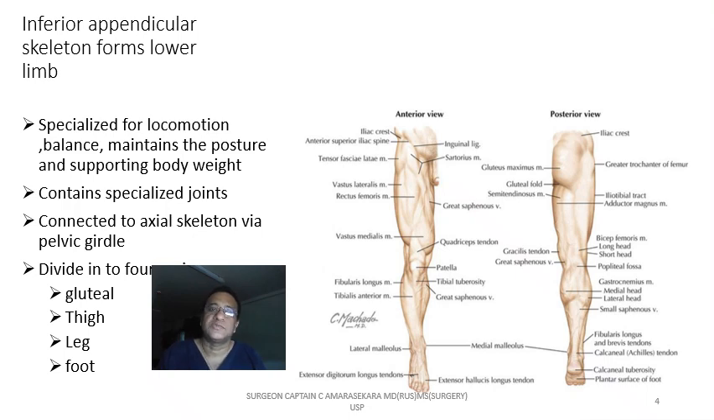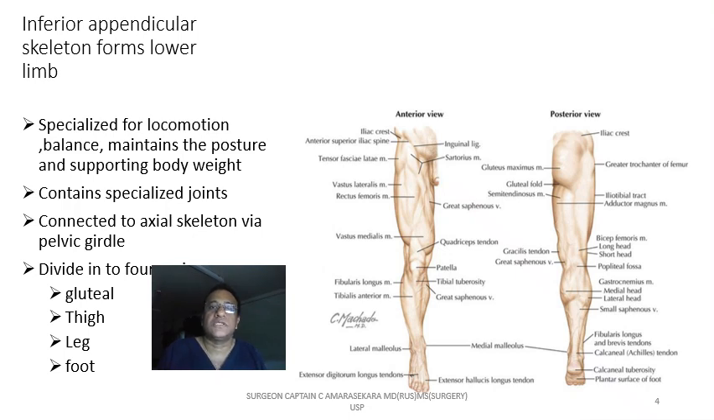It bears body weight and must adapt to dynamic forces. This is why its joints and musculature are so robust and specialized, because they need to adapt to dynamic forces, and the lower limb must bear the body weight. Because of this, the joints and musculature of the lower limb are more robust and specialized.